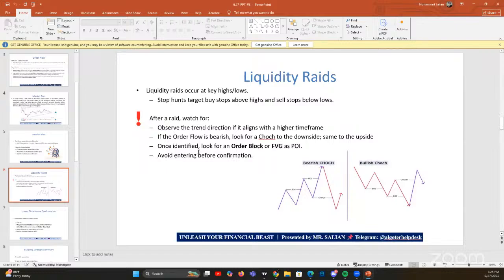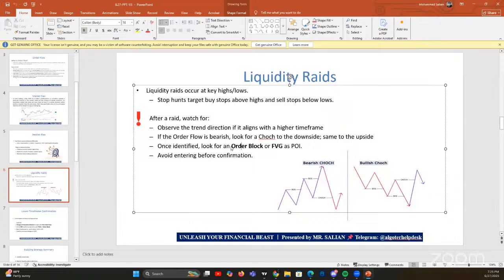So once identified, look for an order block or FVG. Now you have this. For example, now there's a change of character. What do I do now? You have to look for the order block here in this leg. There should be an order block or an FVG at this point in time before you can enter, because it will go there and it will retrace back to this order block or FVG, as you will see later in the chart.